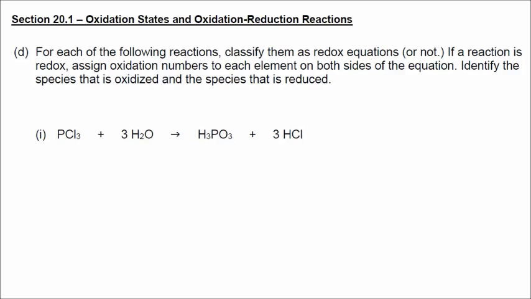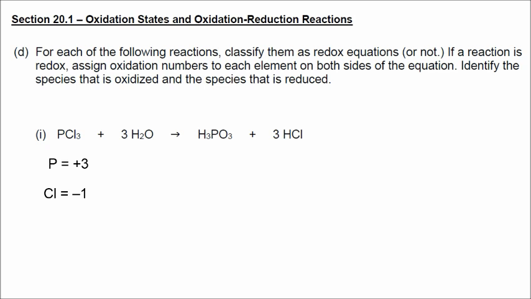For each of the following reactions, we have to decide if they are redox equations or not. If it is redox, we have to figure out who's being oxidized and who's being reduced. So in this first example, the phosphorus is going to have an oxidation number of +3 because chlorine is more electronegative than phosphorus. So chlorine is -1.